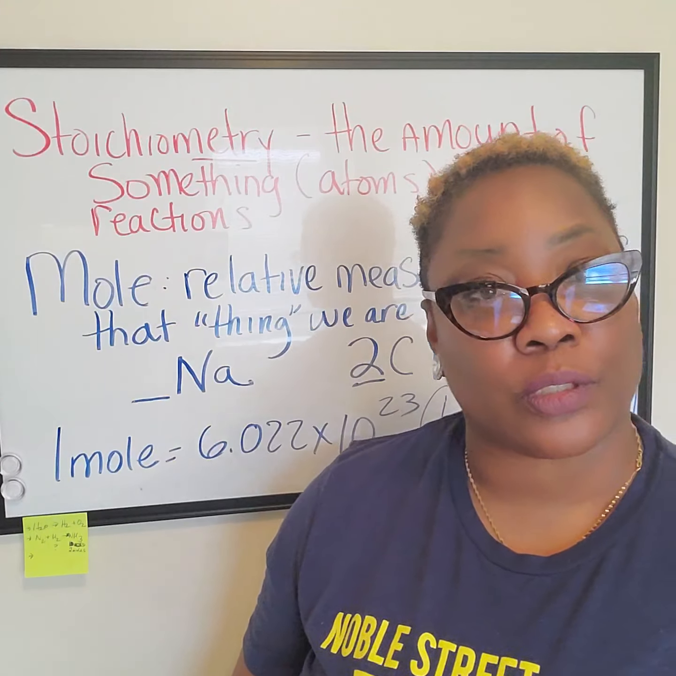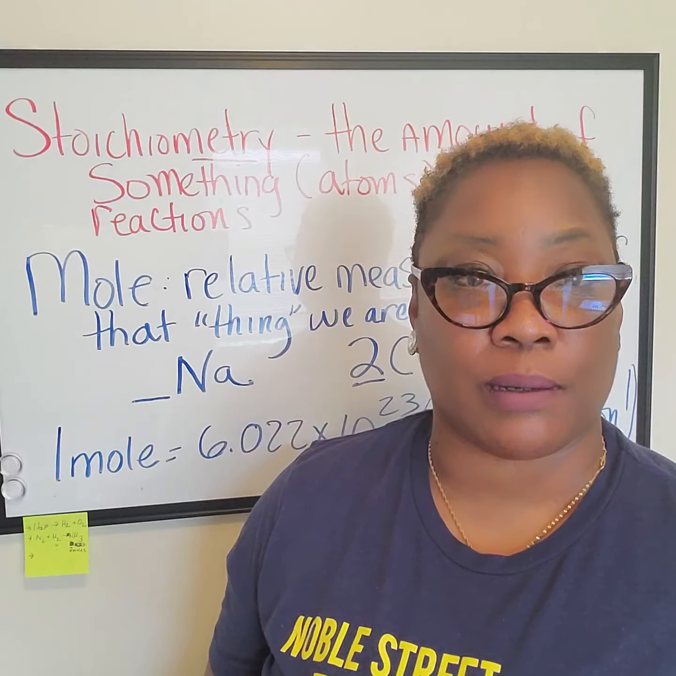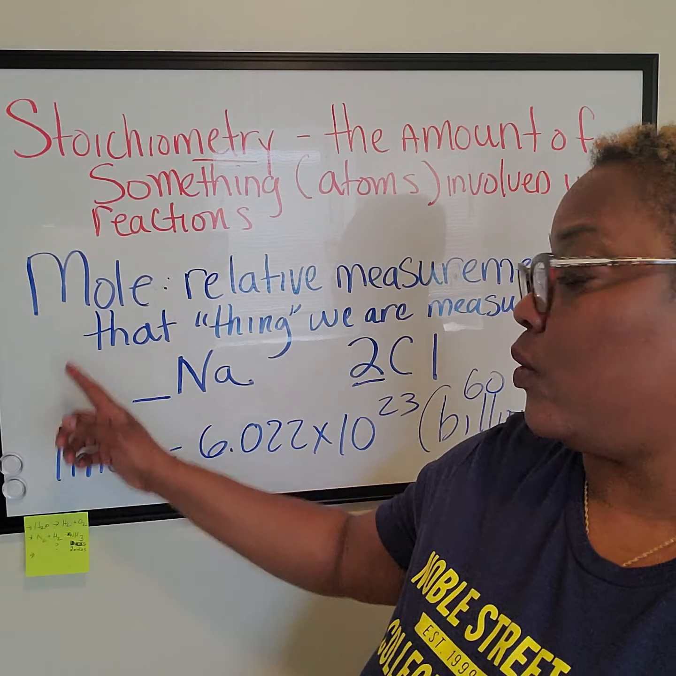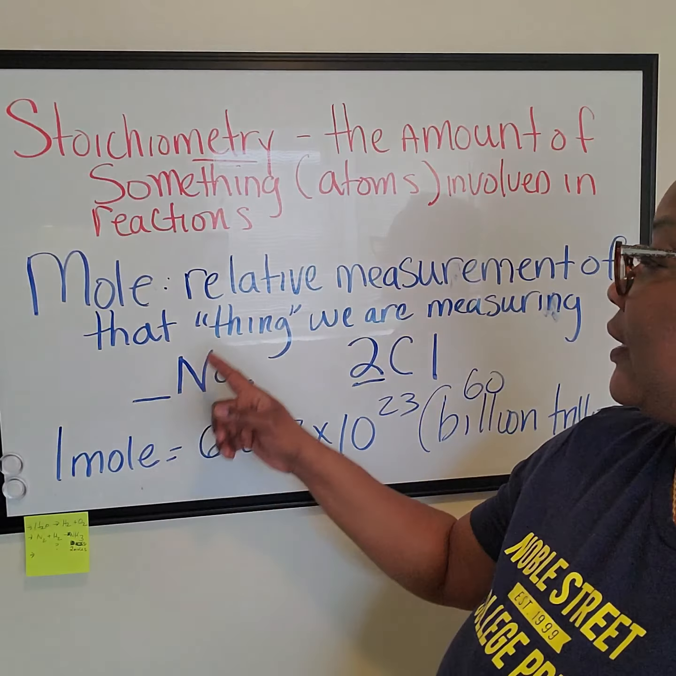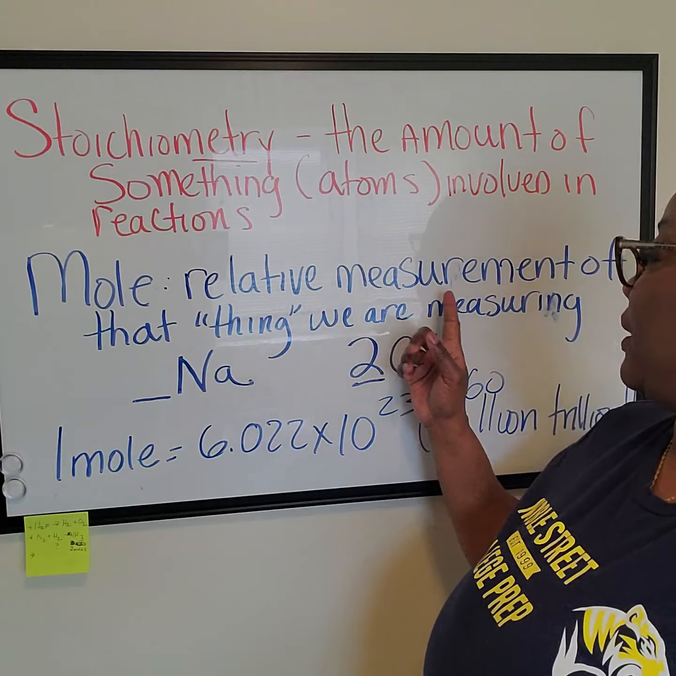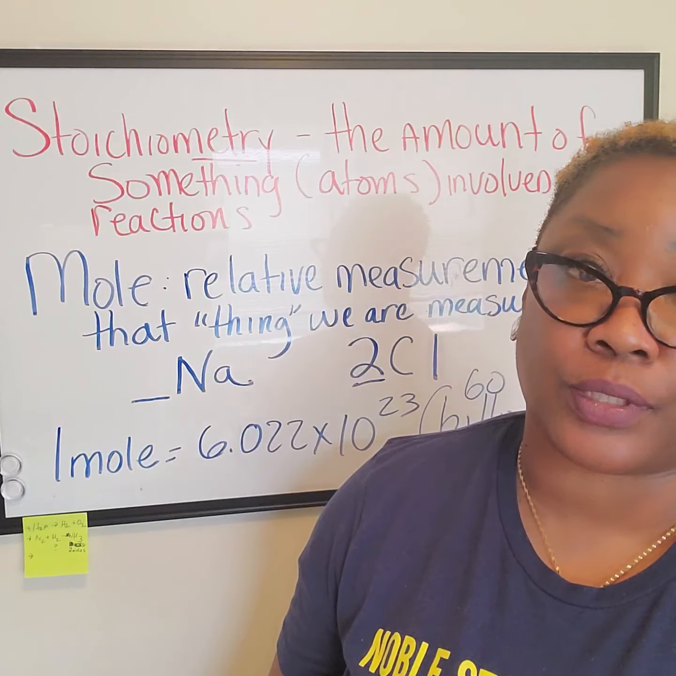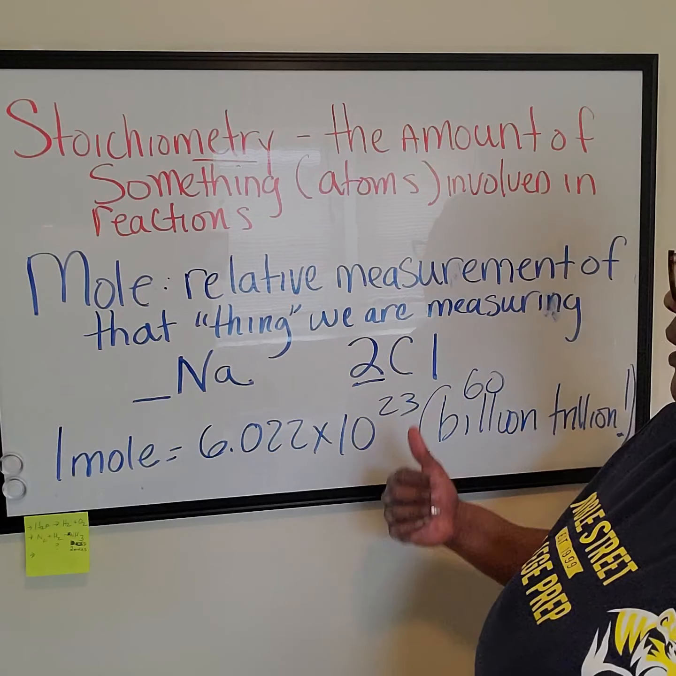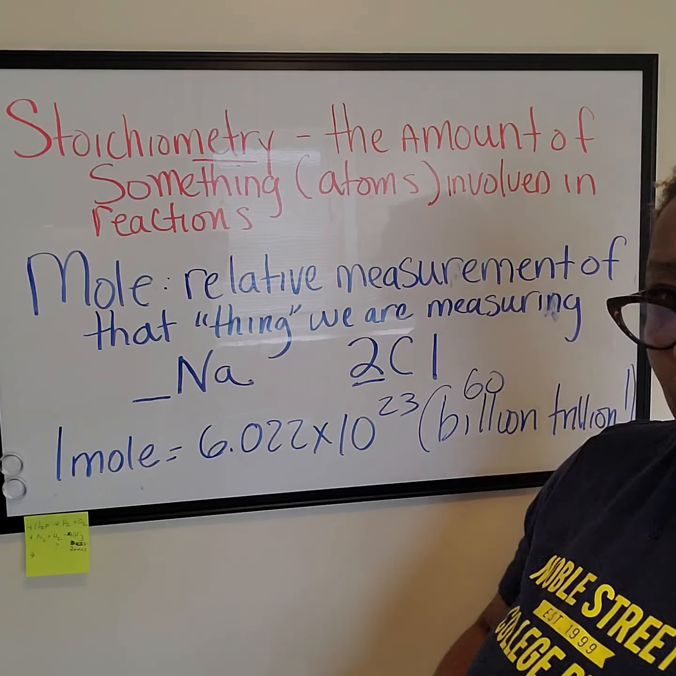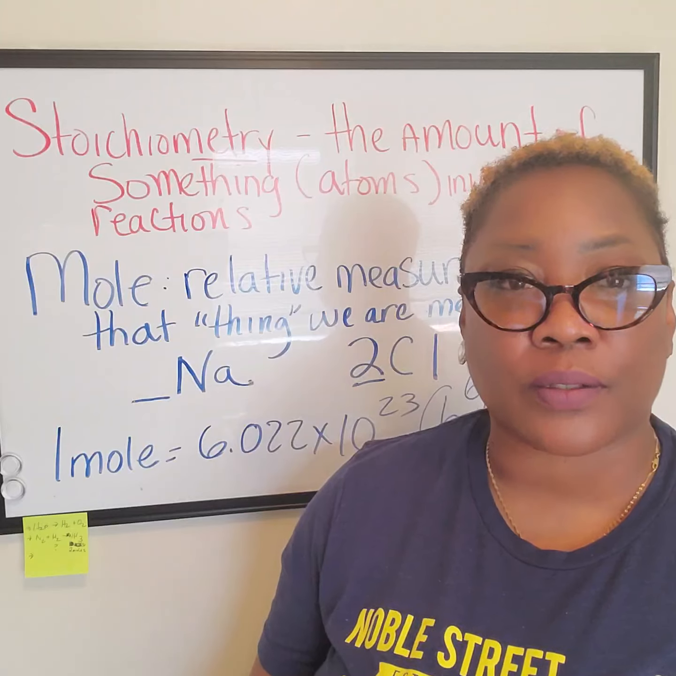Now, how do we measure that? We measure that with those little coefficients that appear in front of the chemical, which we call moles. A mole is simply the relative measurement of that thing that's reacting and that thing that's produced. That thing, again, being atoms and molecules. So far so good.